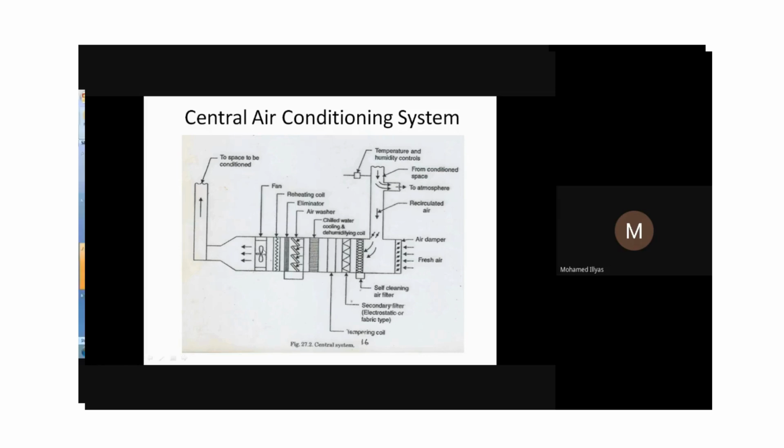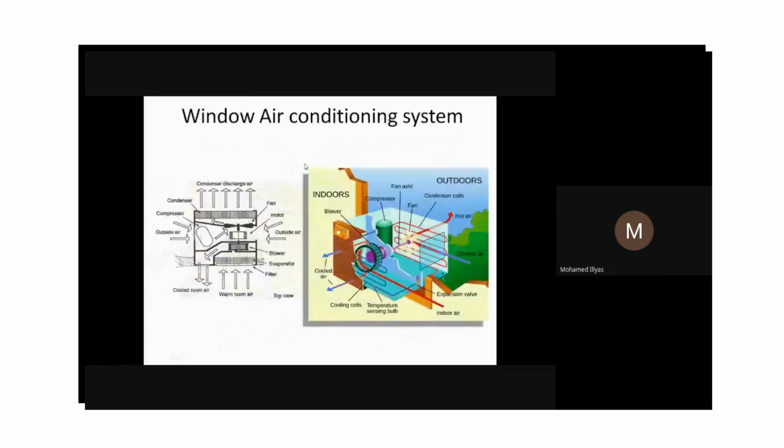Then it will be taken through a blower or fan to the condenser space. In this way, our central air conditioning system is working. So in a combined way, we can use it for both summer and winter air conditioning system.